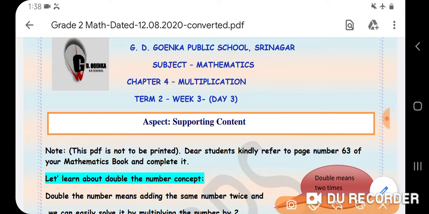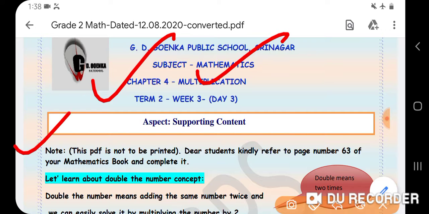Dear Goenkans, today in this class we are doing chapter number 4, multiplication. Please read this note carefully before doing your work.